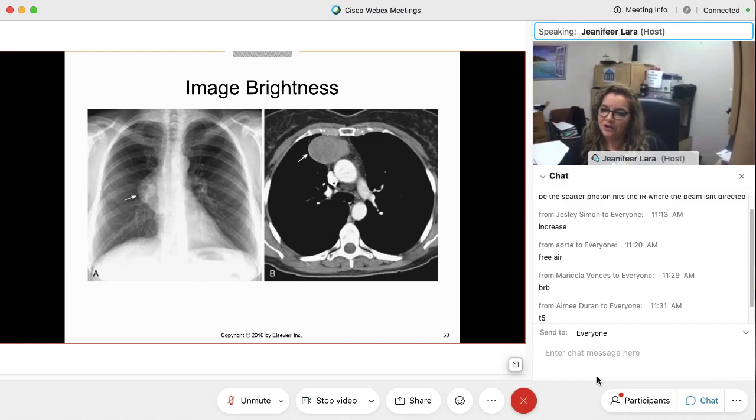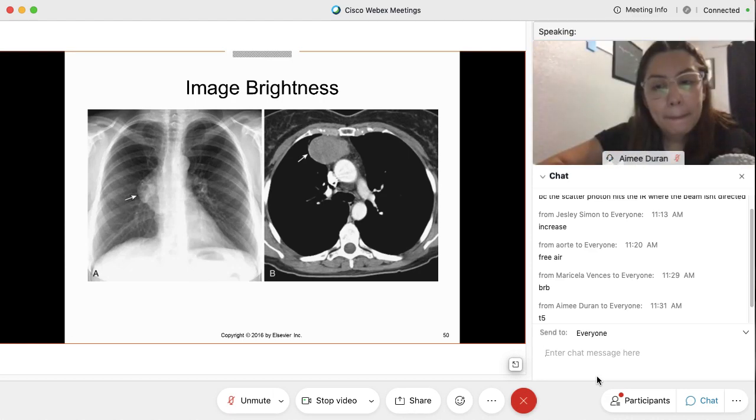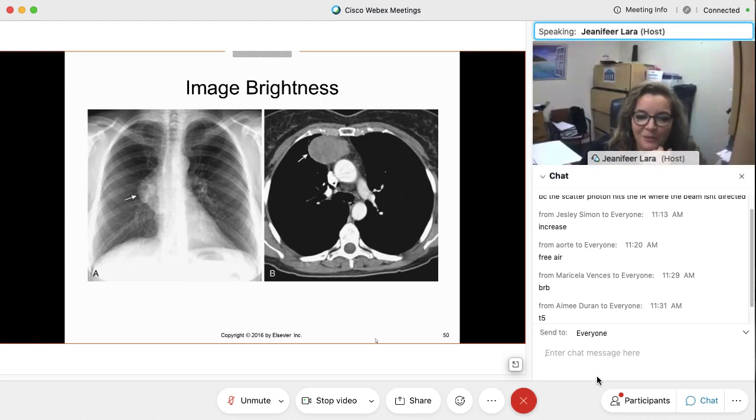Here's cross-sectional. What kind of image is this? Axial? It is axial, and we view axial images how? From the bottom up? Inferior, superior. I don't know about bottoms up, but inferior to superior, okay? I'll be taking that out of here. All right, so let's take a look.